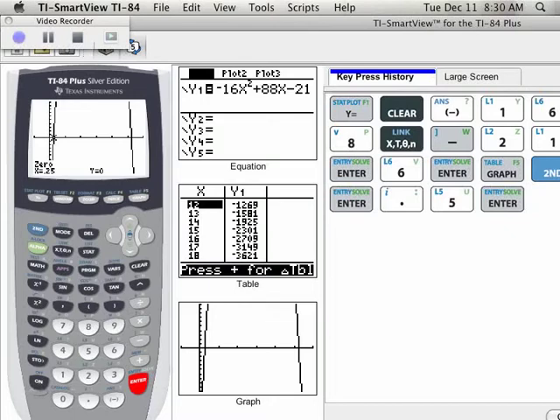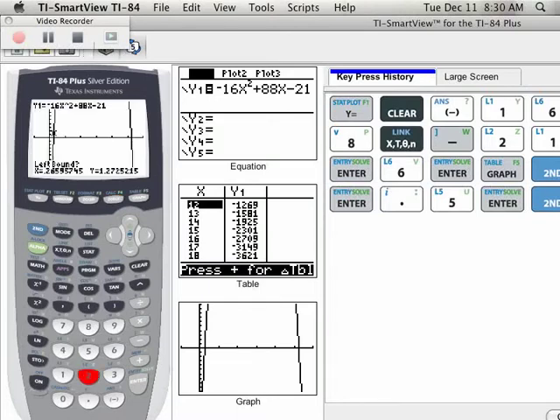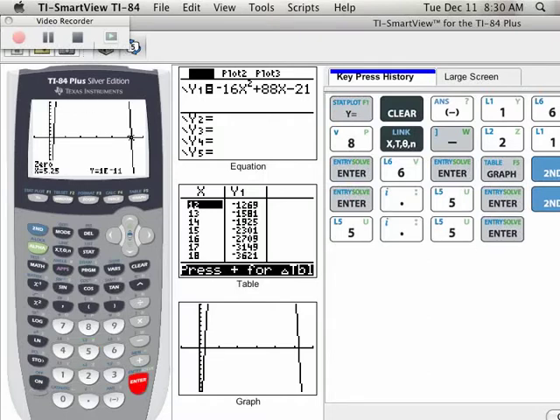I can do this again to find the second one that's to the right of 5 and left of 6. So I can go second trace, number 2 for find the 0. Where's the left of what I'm looking for? That's at 5. Where's the right of where I'm looking? That's at 6 on the x-axis. Where do I think it's going to be? I'm going to try 5.5. And I find out it's actually crossing at 5.25.